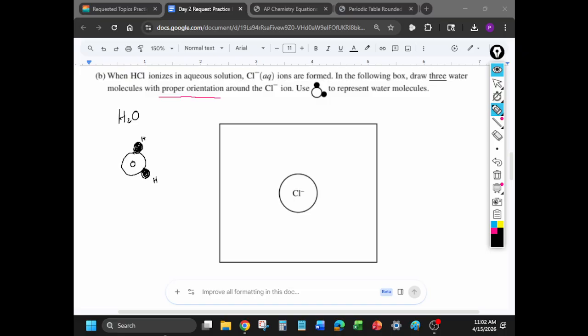So let's talk about the polarity now. Which side is partially negative? The O. The O side is partially negative because O is more electronegative than the hydrogen. All right, so partial negative, partial positive. We know that chloride is negatively charged. So which side is going to face the chloride ion? Yeah, the hydrogen side. So what you should draw is something along these lines. It doesn't really matter, again, where you put the water molecules. The key thing is that the hydrogen side has to face the chloride side. Something like that.